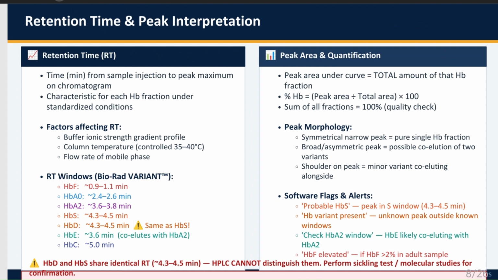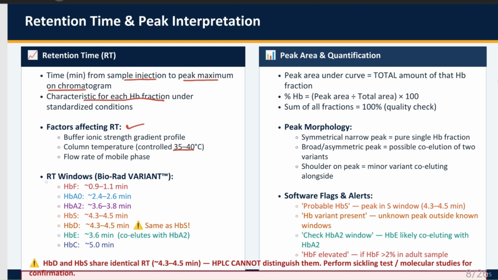So what is retention time? Retention time is the time from sample injection to the peak maximum on the chromatogram. To the peak maximum, because till then the last amount of that hemoglobin fraction is coming out of the HPLC column. It is characteristic for each hemoglobin fraction under standardized conditions. Factors which affect the retention time are buffer ionic strength, gradient profile, column temperature, which should be controlled between 35 to 40 degrees centigrade, and the flow rate of the mobile phase.